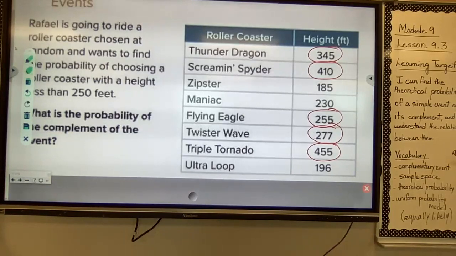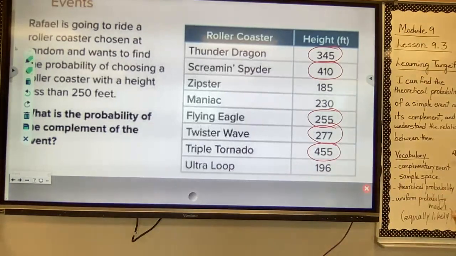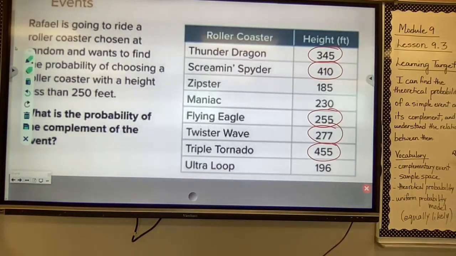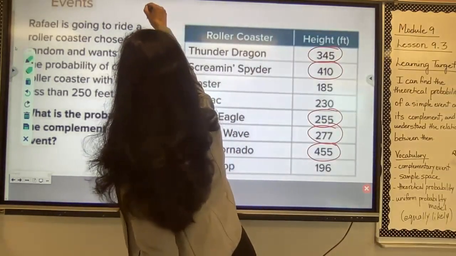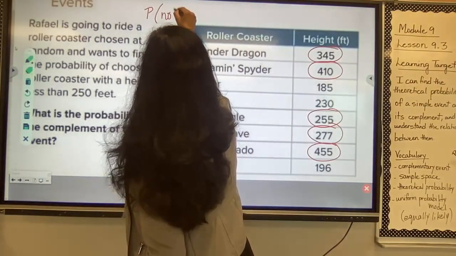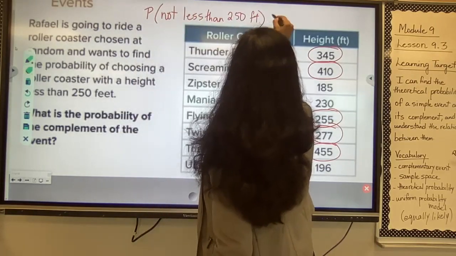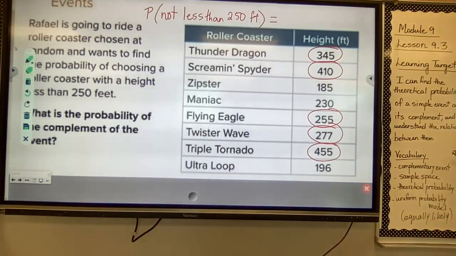In other words, you find the roller coasters with a height greater than or equal to 250 feet. And those roller coasters are Thunder Dragon, Screaming Spider, Flying Eagle, Twister Wave, Triple Tornado. All of these roller coasters have a height which is greater than 250. And these are the 5 outcomes that make up the complement. So to find the probability of the complement, we're trying to find the opposite of what it's asking: the probability of not less than 250 feet equals the number of outcomes in the complement over the number of total outcomes.